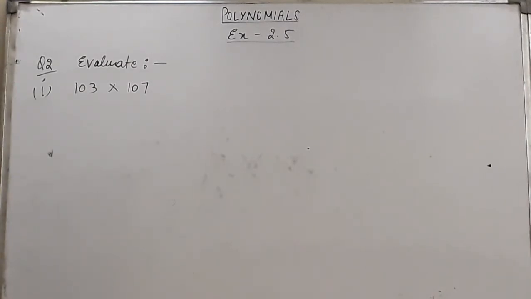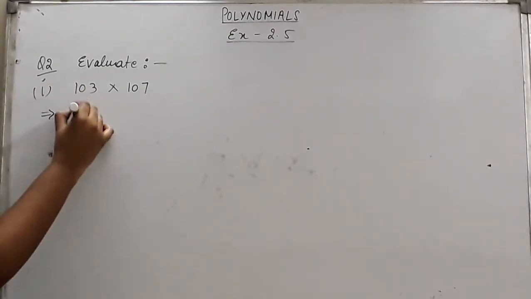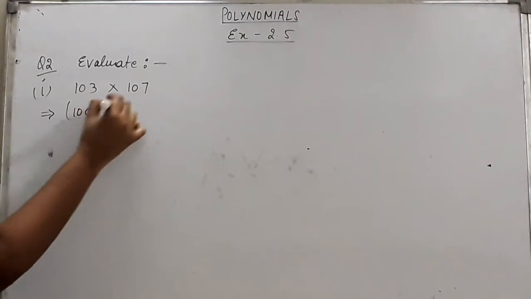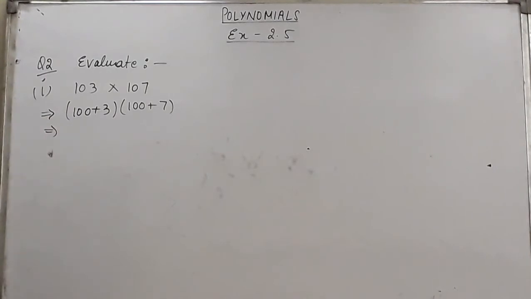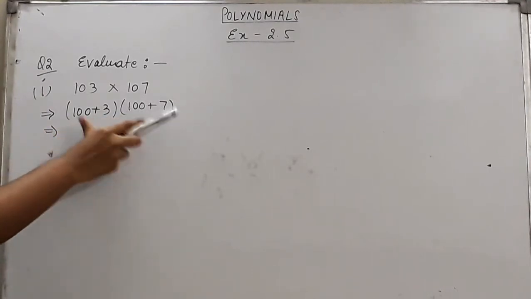Question 2, evaluate. First part is 103 multiplied by 107. From my point of view, this question is very interesting. Just focus on how you can write it in another way. Just think, pause the video and think. I'll tell you, you can also write it like this.